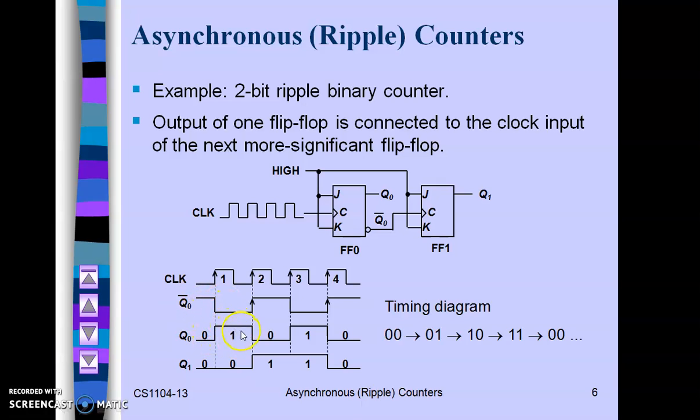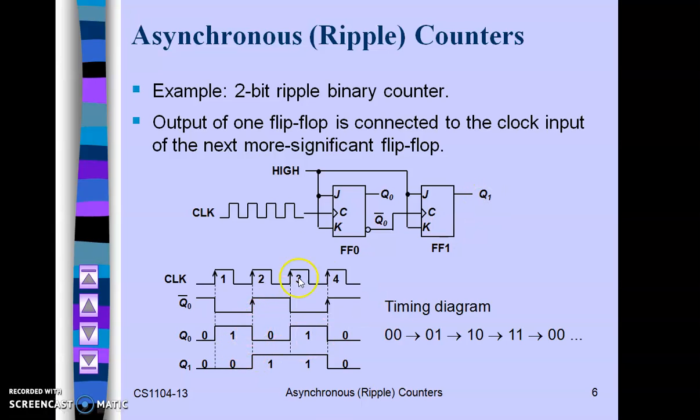clock pulse the output will be 1, and since Q0 is 1, Q0 bar will be 0. So here the positive triggered clock is used, so flip-flop 1 will not be triggered, and the Q1 output will remain the same, that is the previous output 0. So in the first clock pulse state the output will be 0 1. Here Q0 is the LSB and Q1 is the MSB.